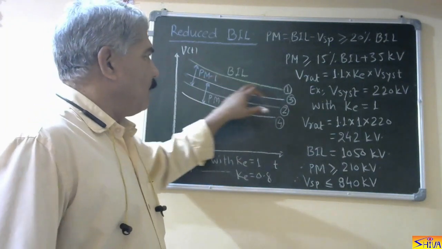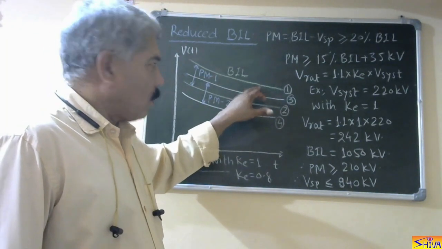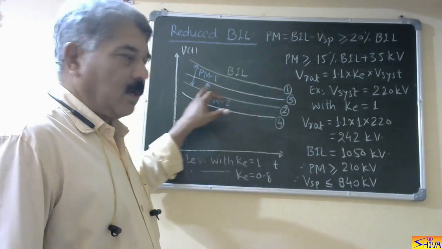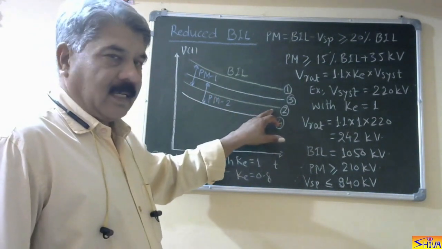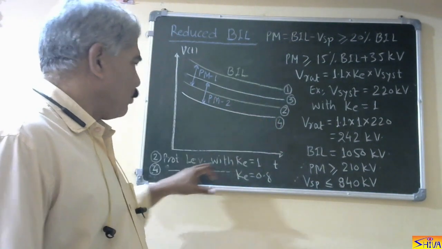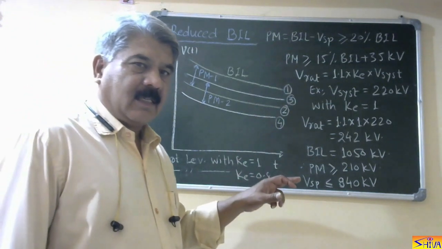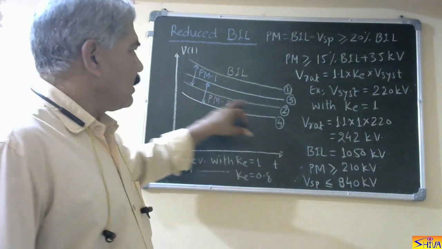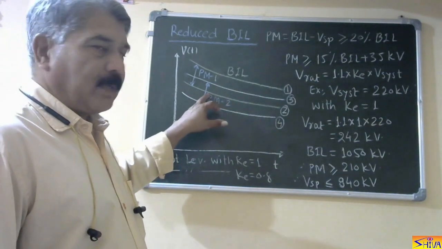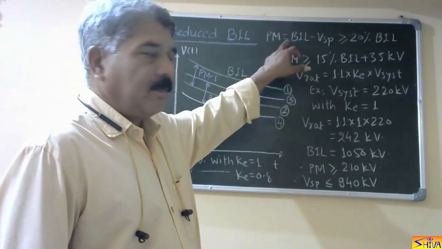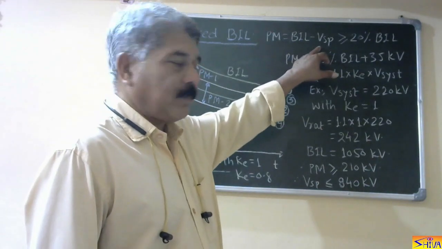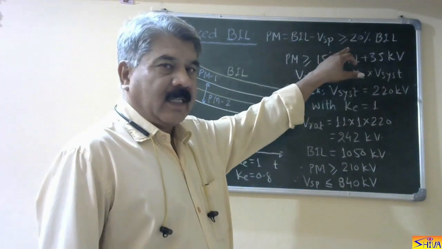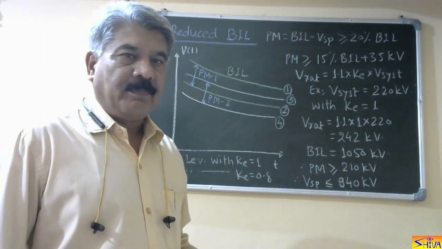And accordingly, we have to coordinate the characteristic of this lightning arrestor. So number 2 is the protection level of the lightning arrestor, that is lightning arrestor characteristic. And BIL minus this protection level, that is impulse spark over voltage, is the protection margin. BIL minus impulse spark over voltage, and this should be greater than or equal to 20% of BIL.